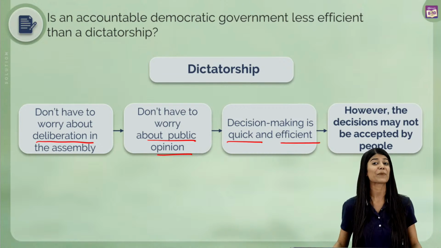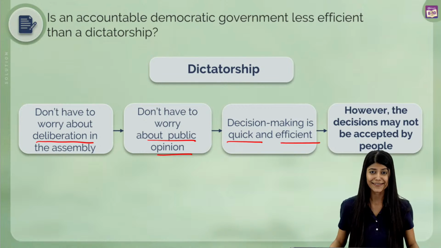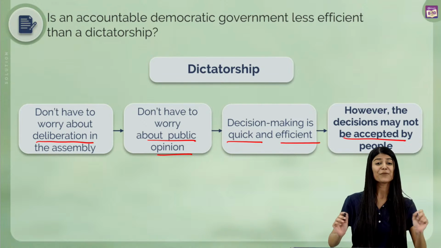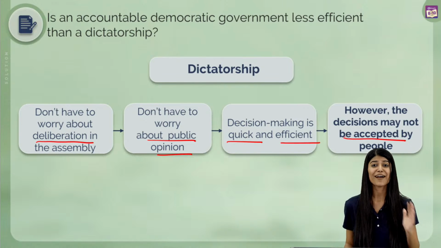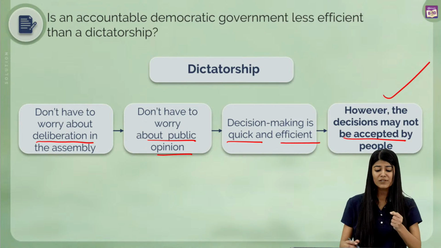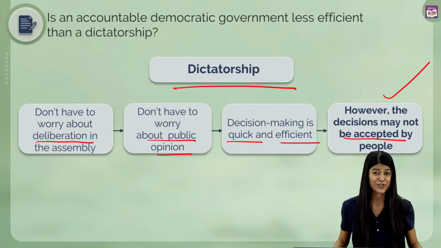This is the decision that they make. How would you react? I know the decisions may not be accepted by the people if they are unfavorable, right? And this is the drawback, the downside to dictatorship.